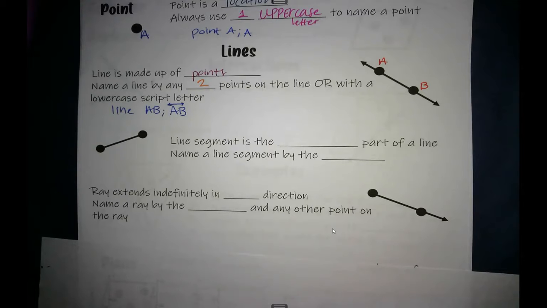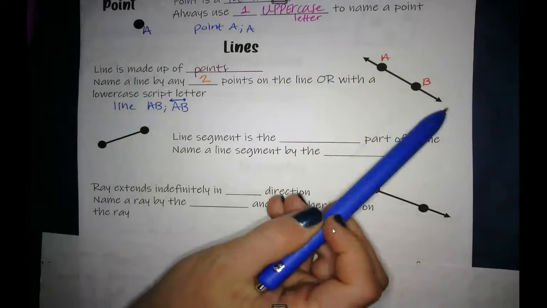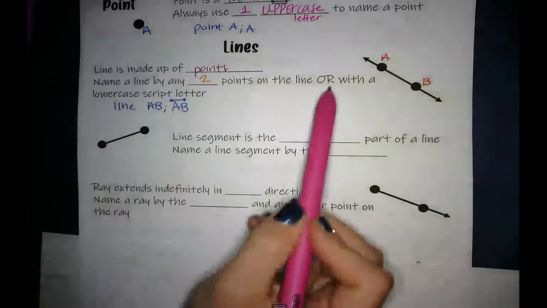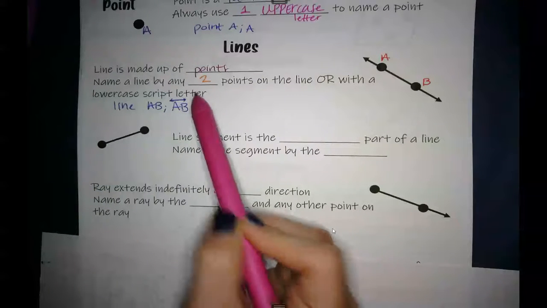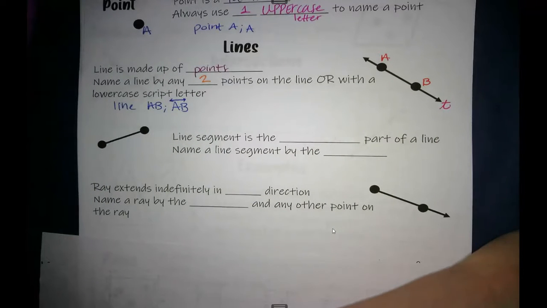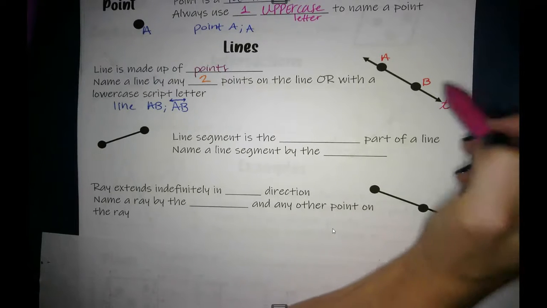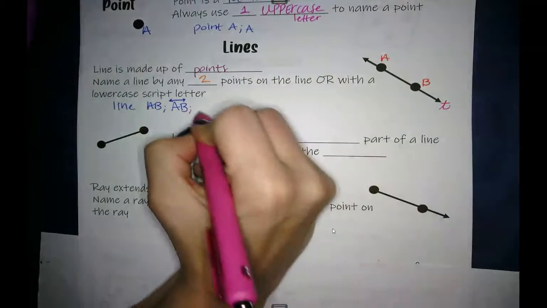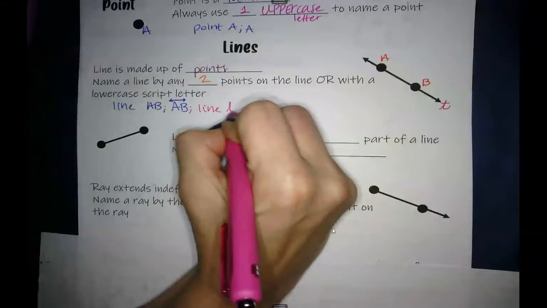Remember with the arrows, I didn't write this on your notes, but lines extend indefinitely in both directions, and that's why they have arrows on the end, because it goes on and on and on. We can also, it says, name it with a lowercase script letter. So I can write this as a lowercase t, and that would also be named line T.